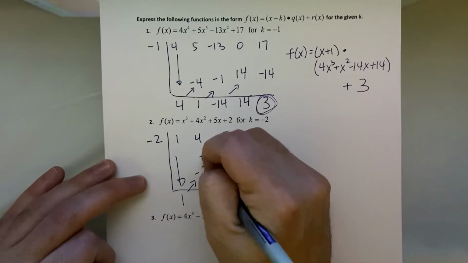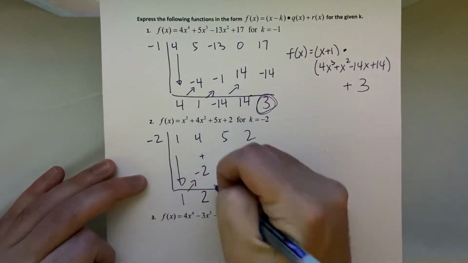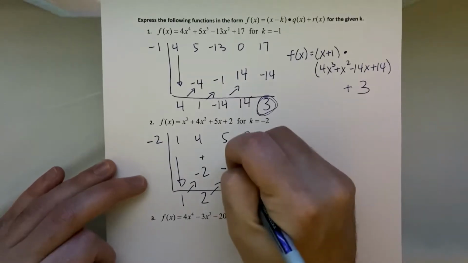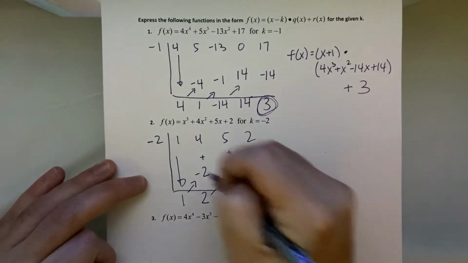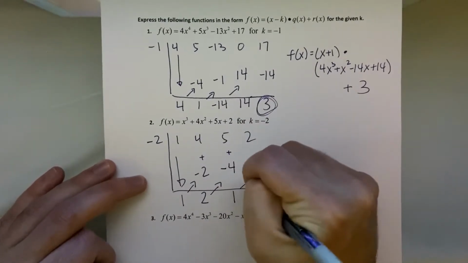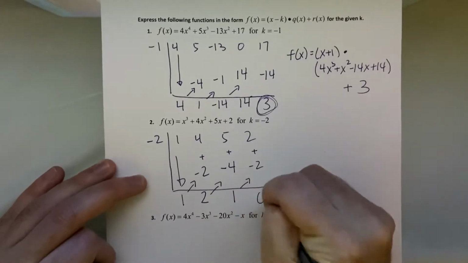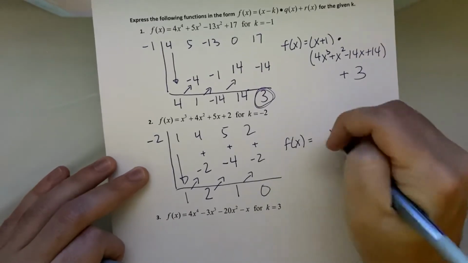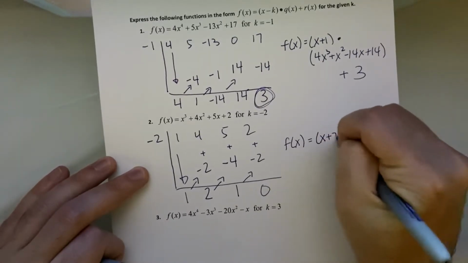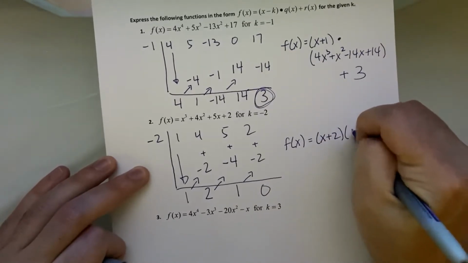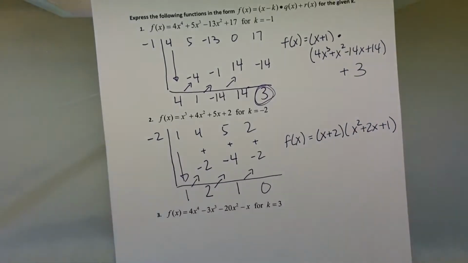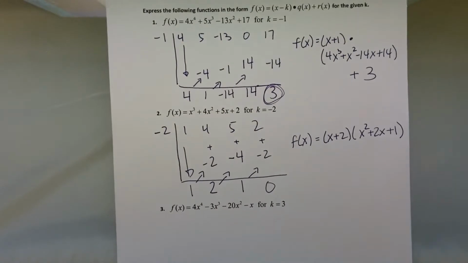-2, add going down, it's 2. 2 times our outside number, -2, is -4. Add going down to get 1. 1 times -2 is -2. Add this to get 0. So that means I can express this function as f of x equals x plus 2 times, it looks like x squared plus 2x plus 1, with no remainder, so there's no plus on this one, unlike the last one.